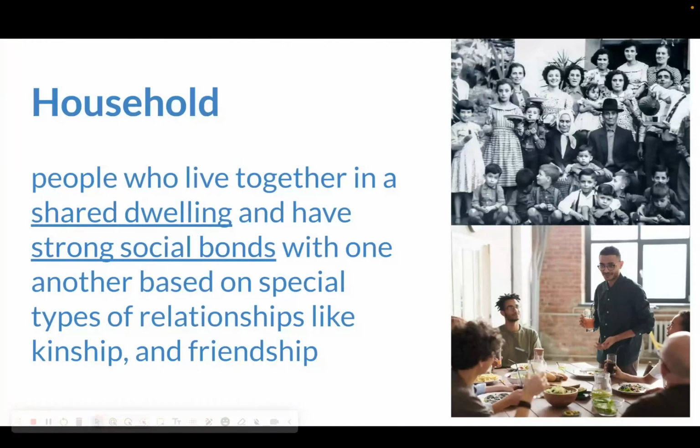To get started, let's look at what a household is. A household is people who live together in a shared dwelling and have strong social bonds with one another based on special types of relationships, very often kinship relationships, but also other types of relationships like friendship.